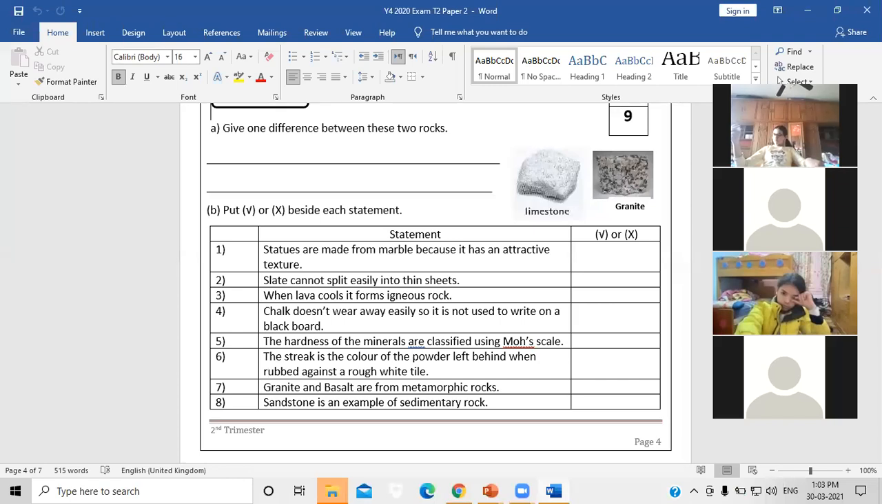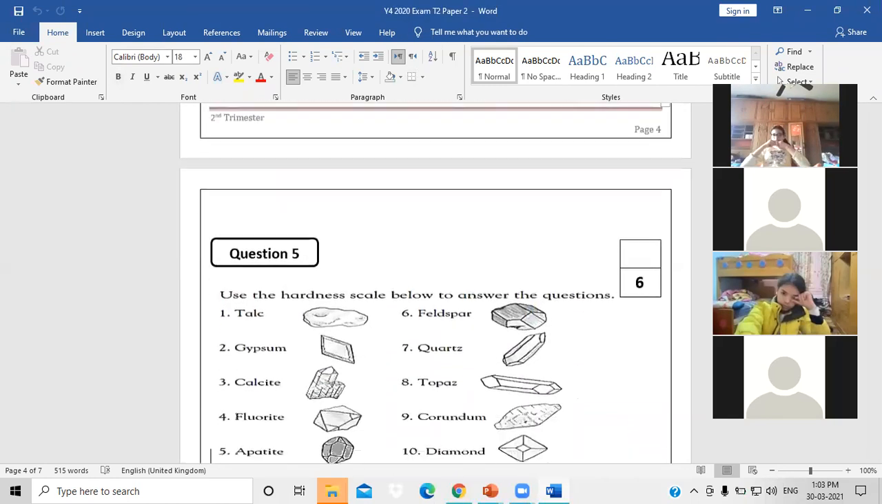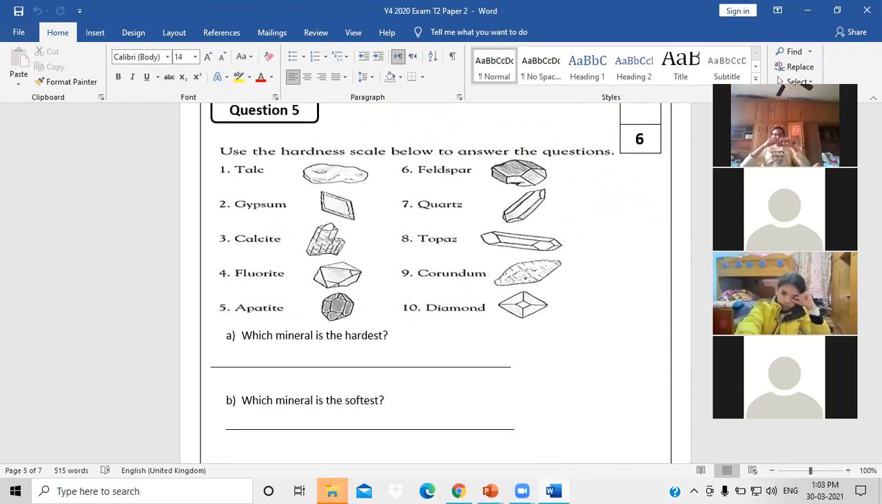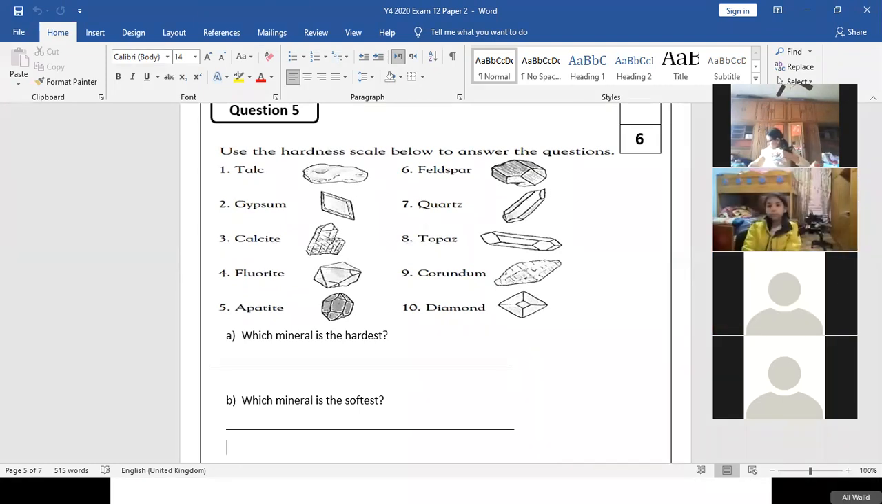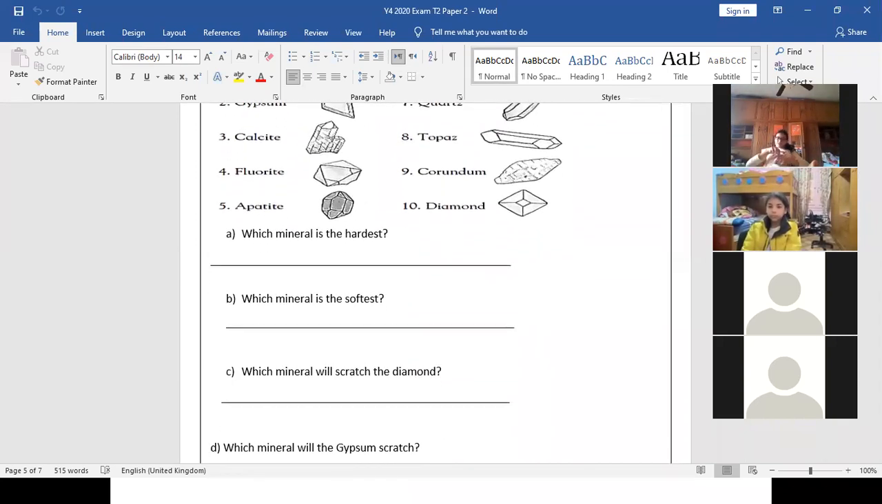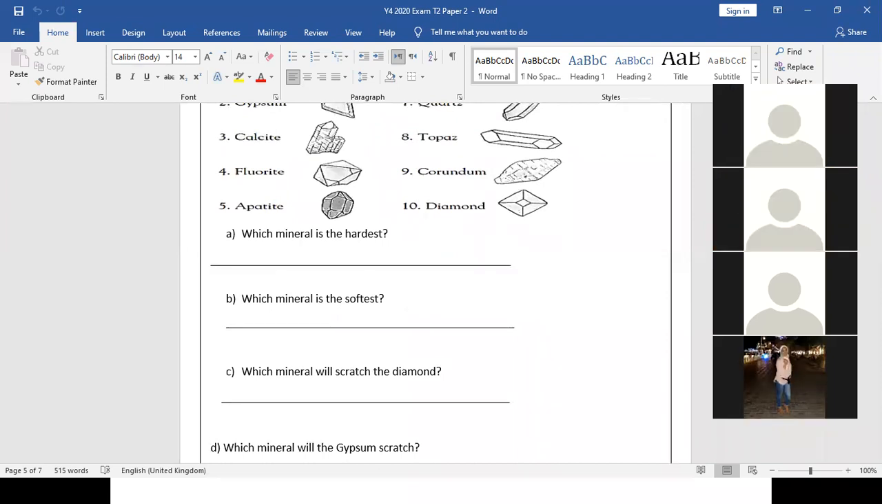All right. Okay, so now we're going to go to question number 5. Use the hardness scale below to answer the questions. Thank you, Ruqayya. We have the rocks from 1 to 10. This is their hardness. Now question A says, which mineral is the hardest?